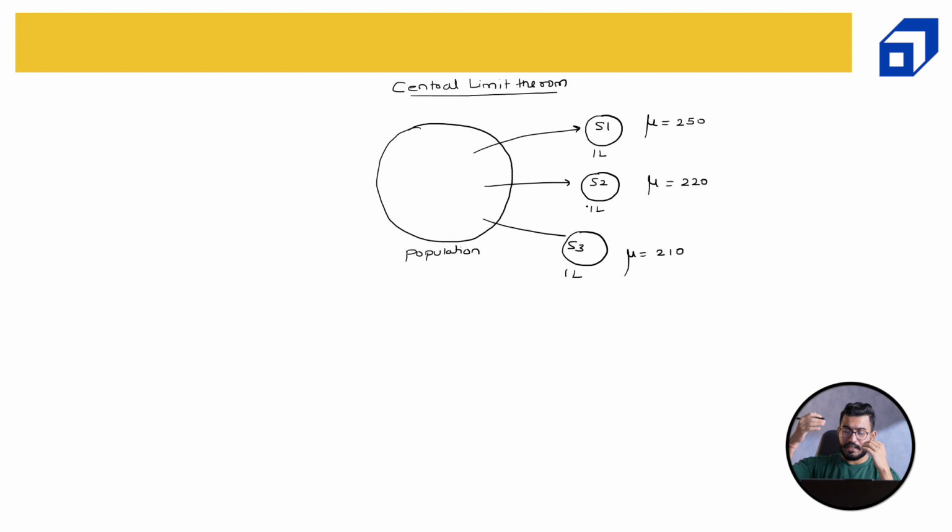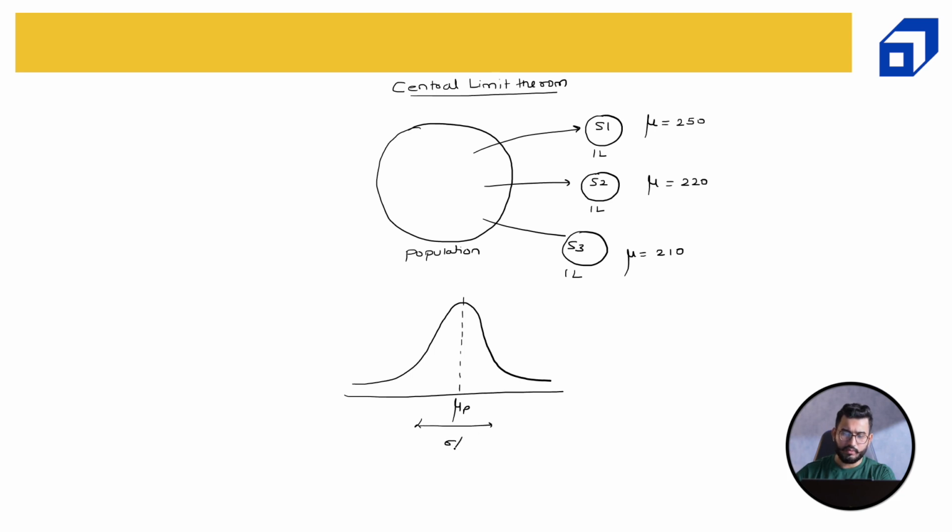And like this, if I keep on doing this, if I take enough simple random samples from my population and quickly plot them in a histogram, I'll get a normal distribution like this. I'll get a normal distribution where the average of this normal distribution is my population average, and the standard deviation is given as sigma divided by root of n.